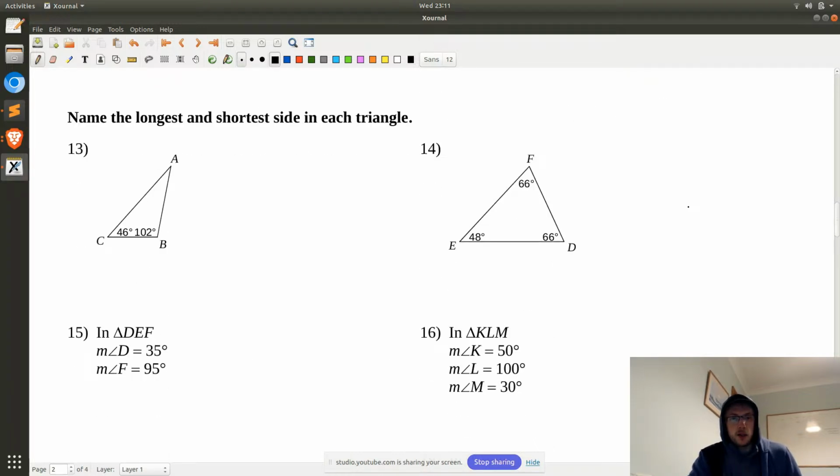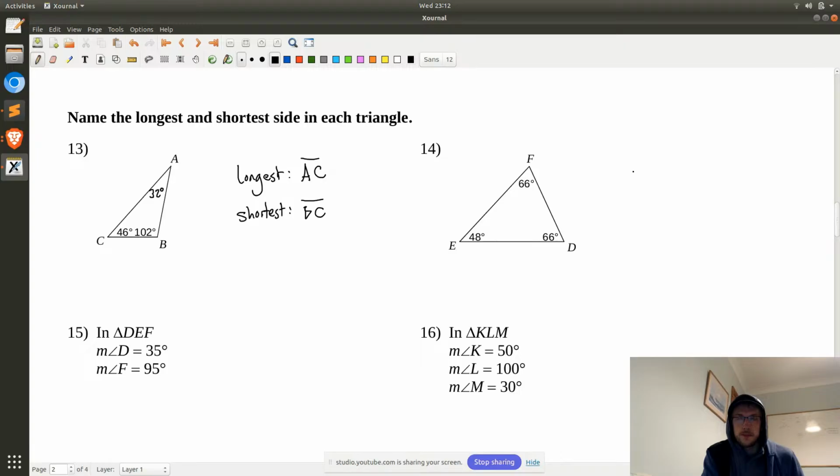Next up, name the longest and shortest side of each triangle involved. So for this, we need to actually find this missing angle here. So 46 plus 102 is 148. Take that from 180, that's 32. And so now the shortest side, they've only asked for the longest and shortest. They haven't asked for an ordering. The longest side is AC, and the shortest side is side BC.